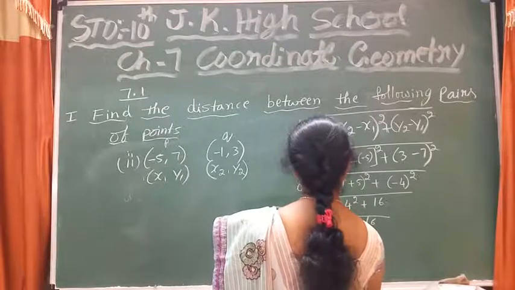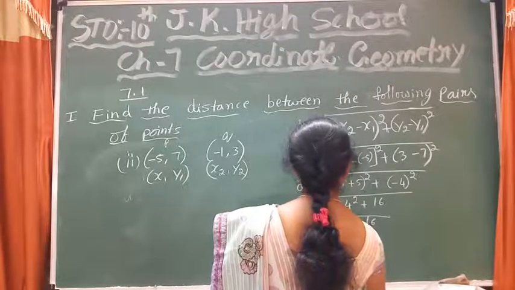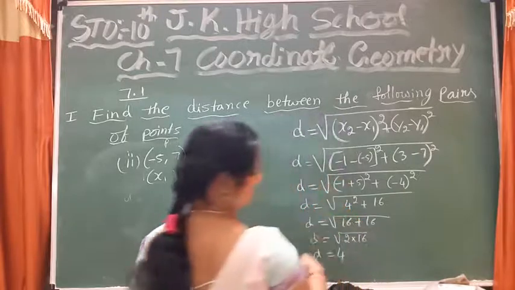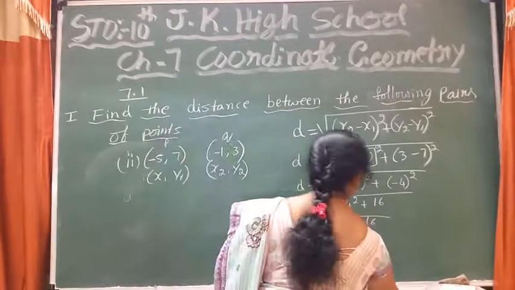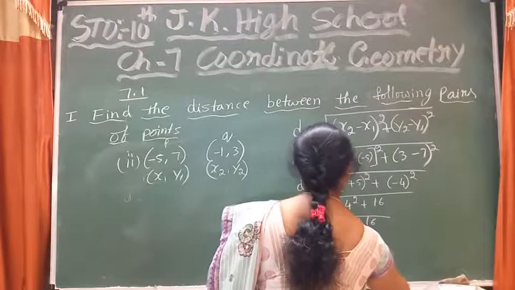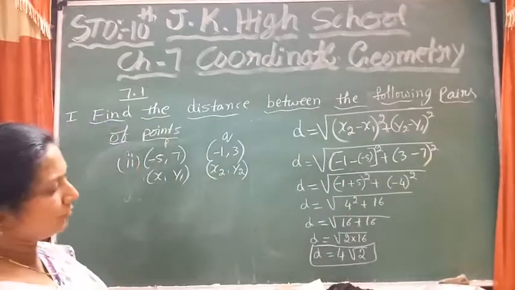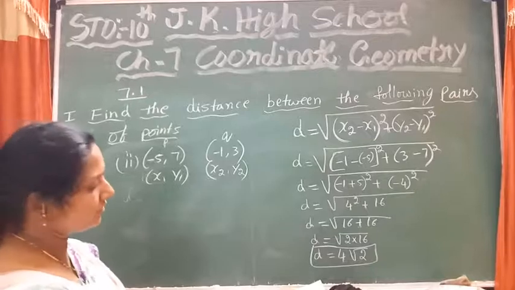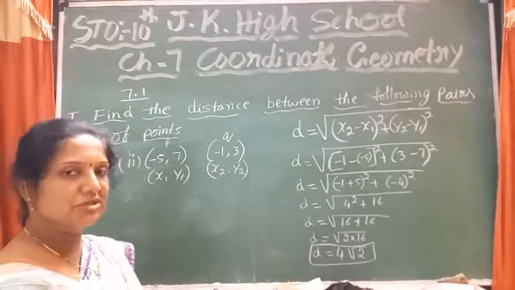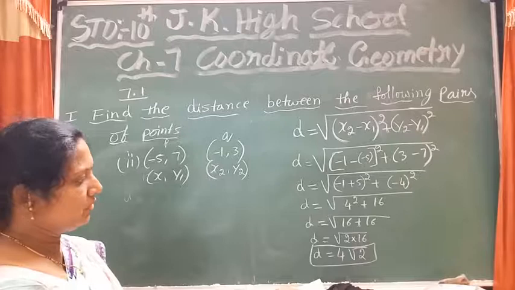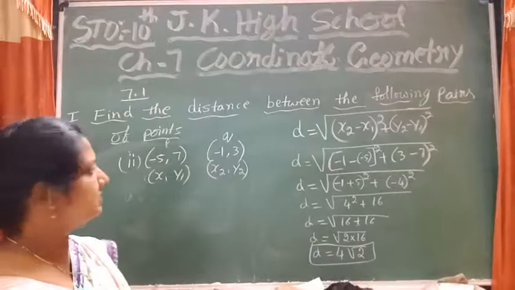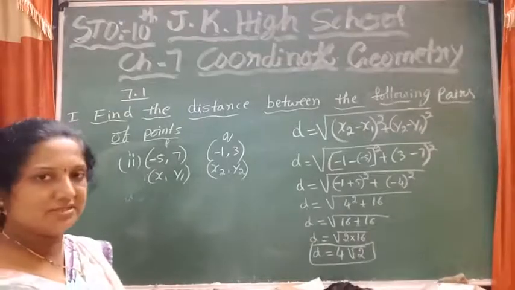Then the value of square root of 16 we know, so 4 comes out of the symbol. 4 root 2 units is the distance between these 2 points. 4 root 2. Square root of 16 is 4, and root 2 stays as it is, because 2 is not a perfect square number. Okay, we have got the distance between these 2 points by using the distance formula.